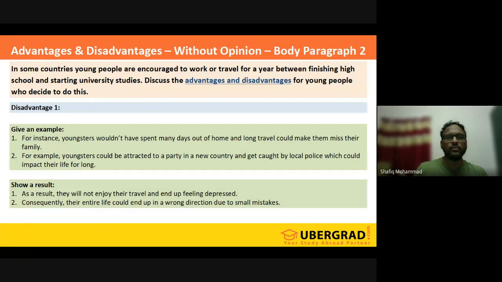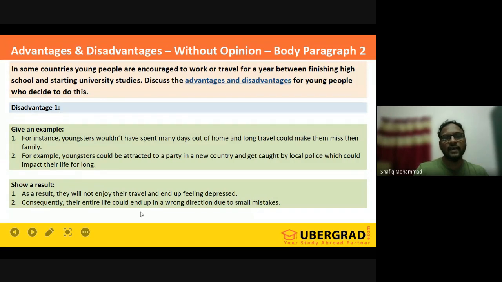So people can also get into these kinds of problems. He's explaining, okay, you can give your own problem. Let's see how you would give your advantage or disadvantages. As a result, they will not enjoy their travel and end up feeling depressed. So the result is what happens. Definitely, they'll not feel good, isn't it?